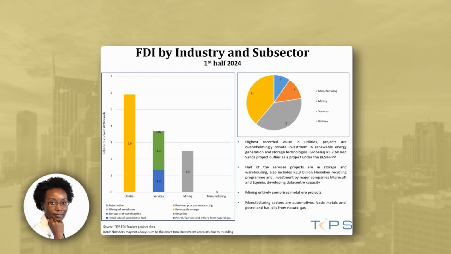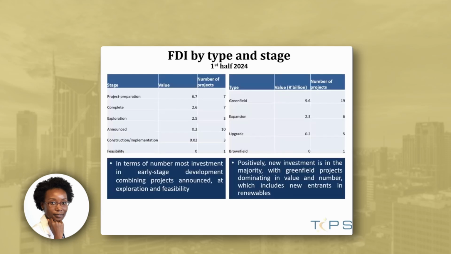Manufacturing is divided into automotives, basic metals, and petrol and other fuels from natural gas. When we look at FDI by type and stage, most investment was in early stage development in terms of stage, and this is looking at projects announced at exploration and feasibility.